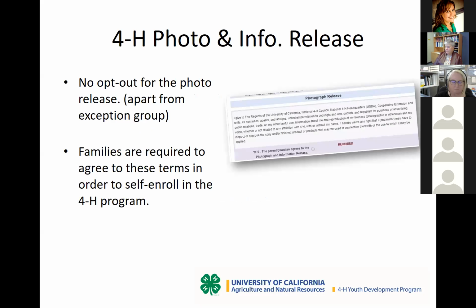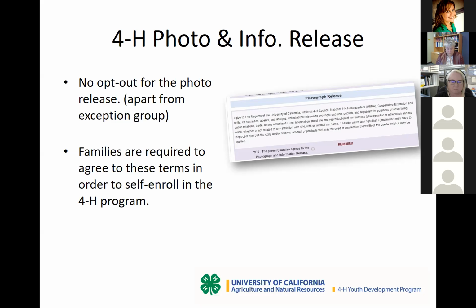So what I wanted to do was just clarify, as many of you know, but some of you are new staff that have joined us, and this will be valuable. The 4-H photo and information release is one of the consents as part of the individual enrollment process for youth and adults. The key question that is often brought to me as the policy analyst is, hey, is this optional? And for the most part, the answer is no.